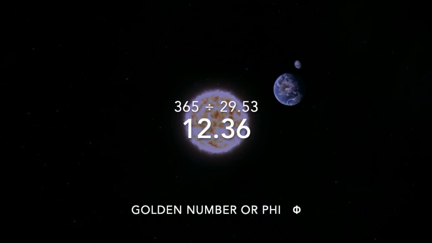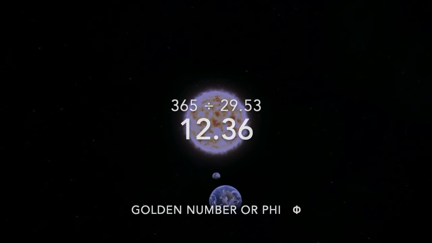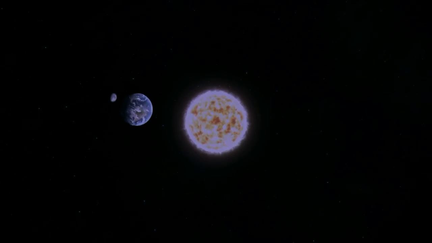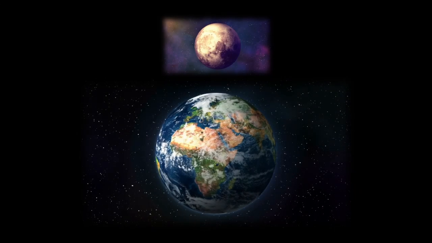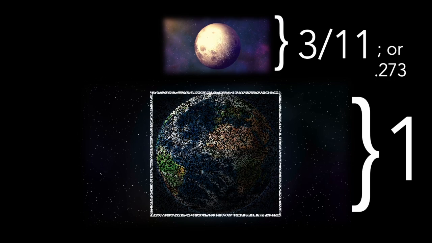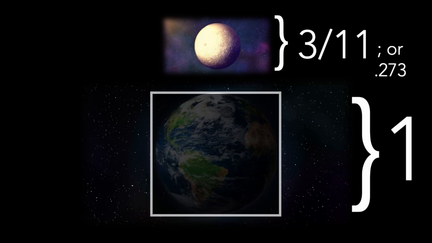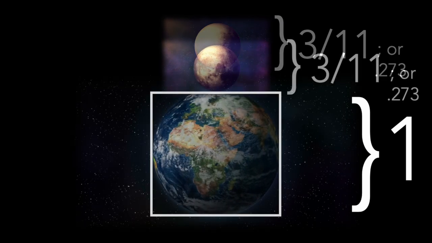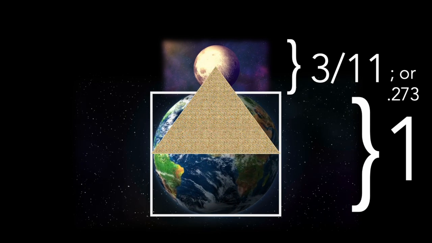When you divide the 365 days of the year by the 29.53 days of the lunation cycle, you get 12.36, which is a golden number, or phi, as 2 divided by phi equals 1.236. And when you draw the Earth and Moon down to the 3 to 11 scale and convert the Earth circle to a square, called squaring the circle, where Earth is 1 and the Moon 0.273, to respect the 3 to 11 scale, then this makes the length of the cross-section of the Great Pyramid equal to Earth's diameter.